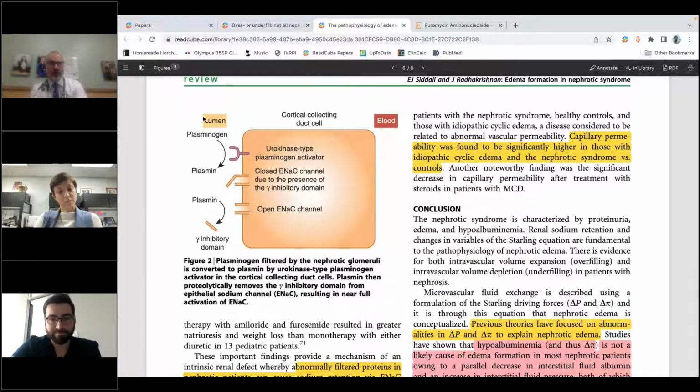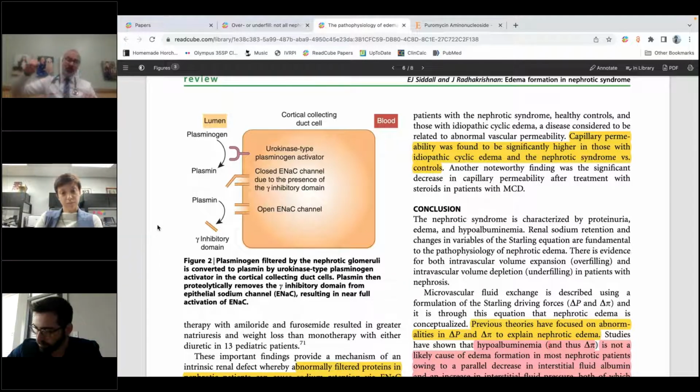So here we have plasminogen that's filtered into urine, gets cleaved by urokinase into plasmin. Plasmin takes away that gamma domain. We have this open ENaC. That's going to get more salt inside the cells. And then remember, on the basolateral side, the ATPase activity is also increased. So we pull more in and we can send more out. That means we're going to reabsorb more salt and therefore reabsorb more water.